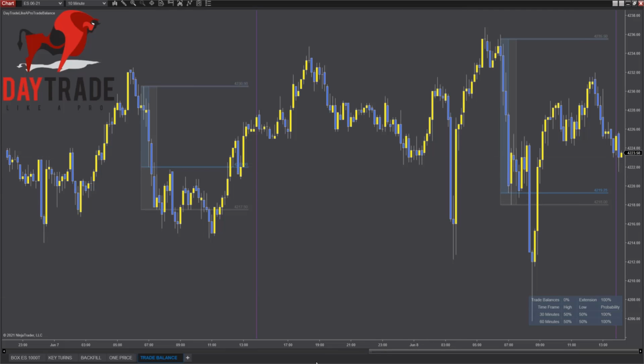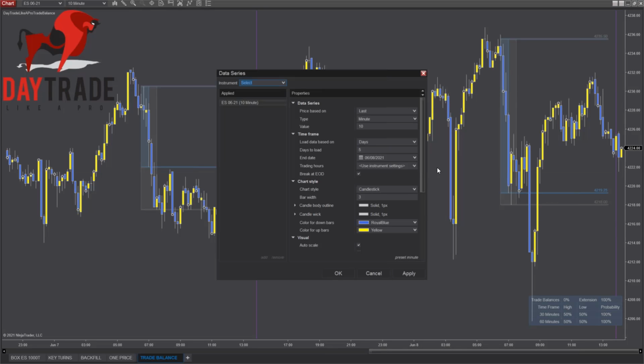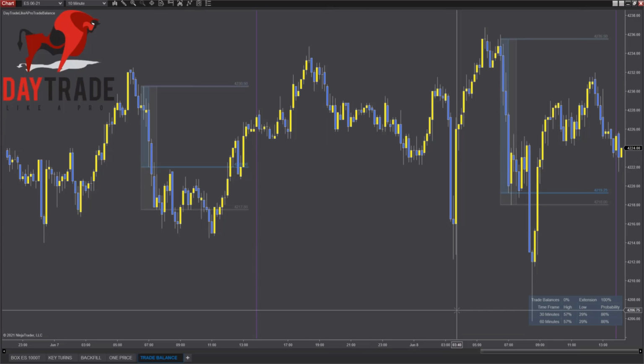Can you figure anything out from that? Maybe it's been in a range. Half of the days it's trading above the first hour balance, and half of the days below. Literally 50-50 in the last 5 days. That tells you something. If you want a little bigger picture, you can say 10 days. What's it done over the last 10 days?